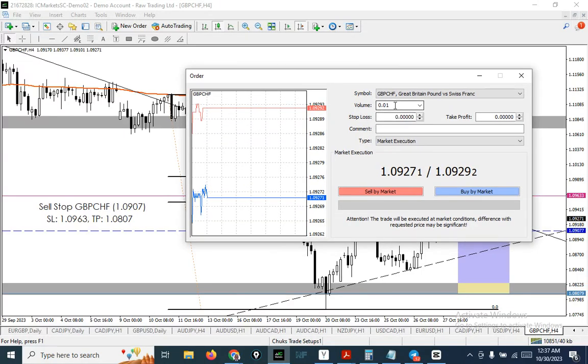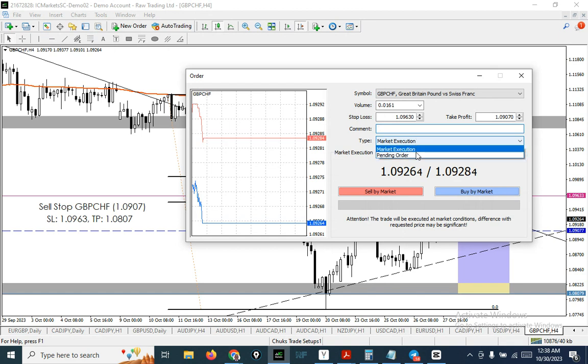When you come here, you input the lot size here. This is 0.016. That's the lot size. This is your stop loss. Your stop loss price is 1.0963. Your take profit is 1.0907. Now your execution is a pending order.